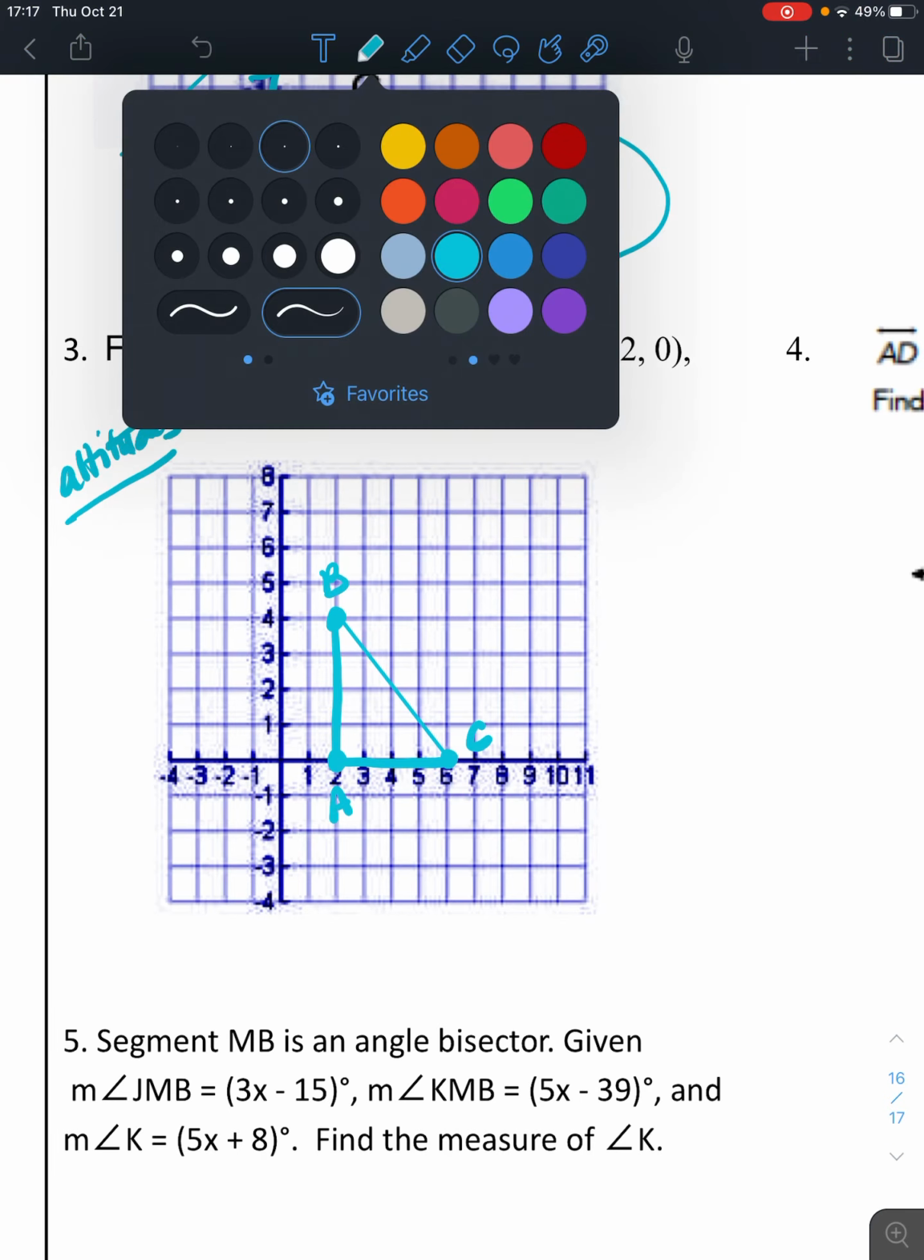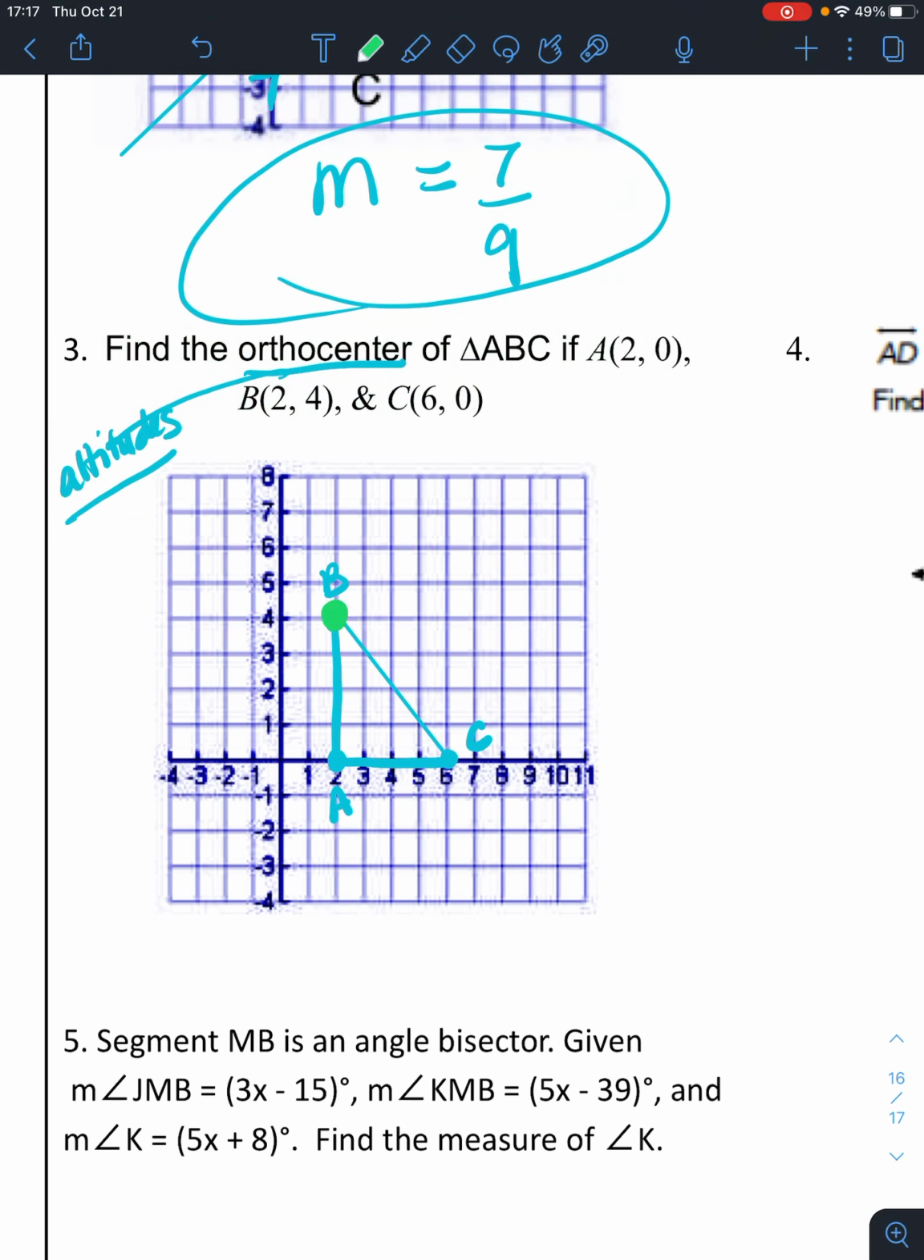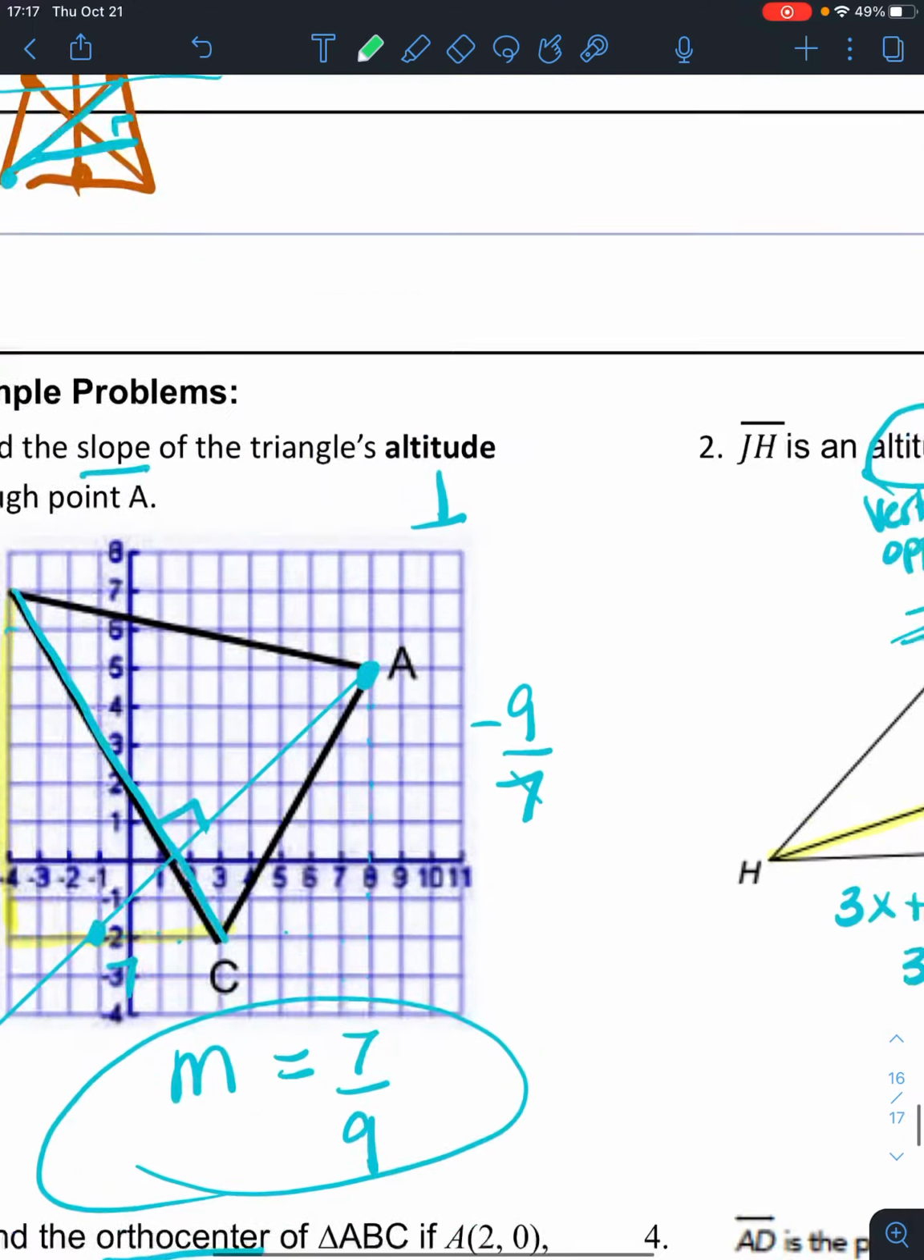So imagine that you're starting at the vertex of B, and you're holding a string down. It's going to drop down right here, and it's going to land at A. If you rotate it and hold your string at C and drop it down, it's going to land at A. Well, since two of them landed at A, guess where the third one is going to land? It's also going to land at A.